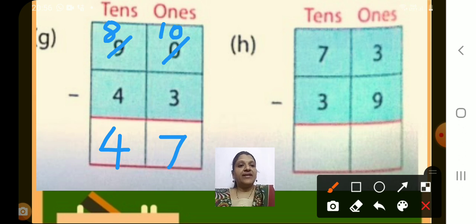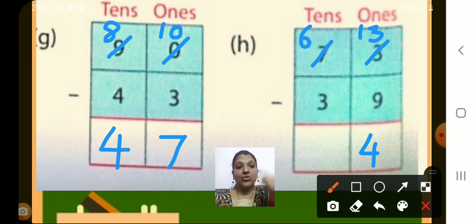Next, 73 minus 39. In the ones place, 3 minus 9, wherein 9 is bigger than 3. So we have to take 10 from the tens place. We have to borrow it and strike off 3. Write the number 13 above it. 13 minus 9 equals 4. Now strike off 7 and write 6, as we have given 10 to the ones place. Now 6 minus 3 equals 3, and 73 minus 39 equals 34. Let us move ahead.